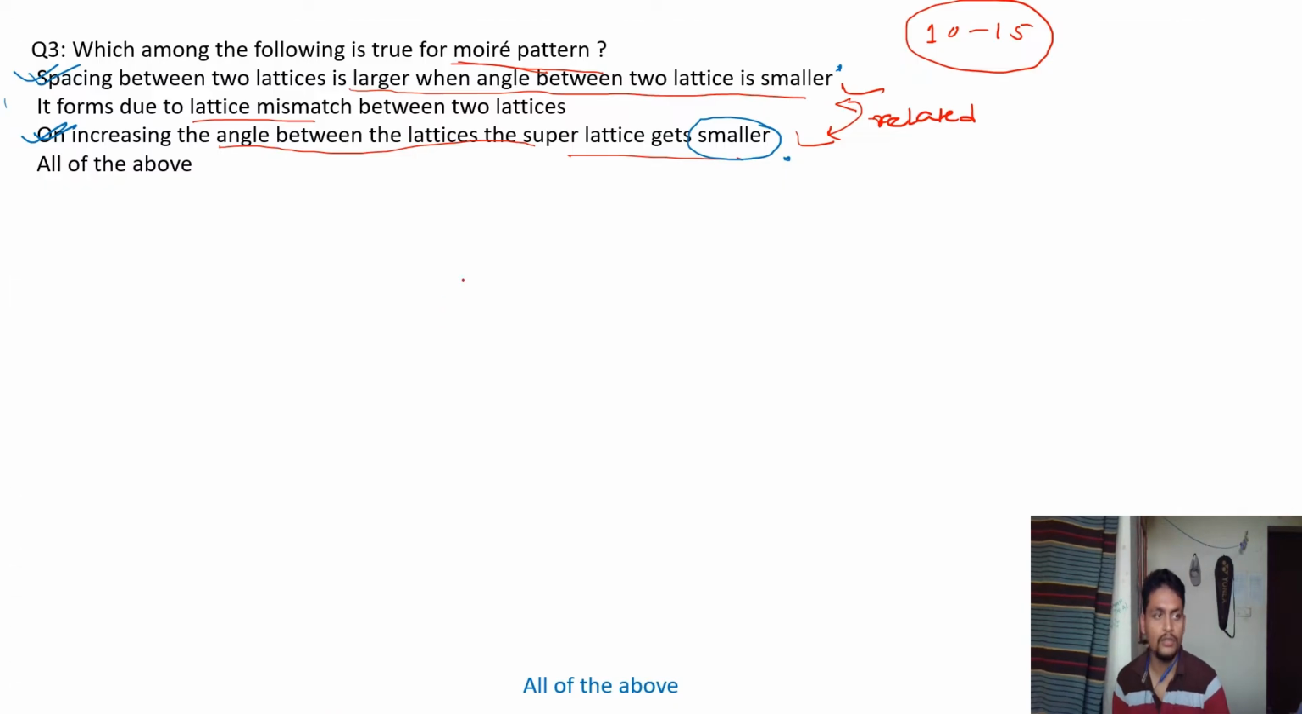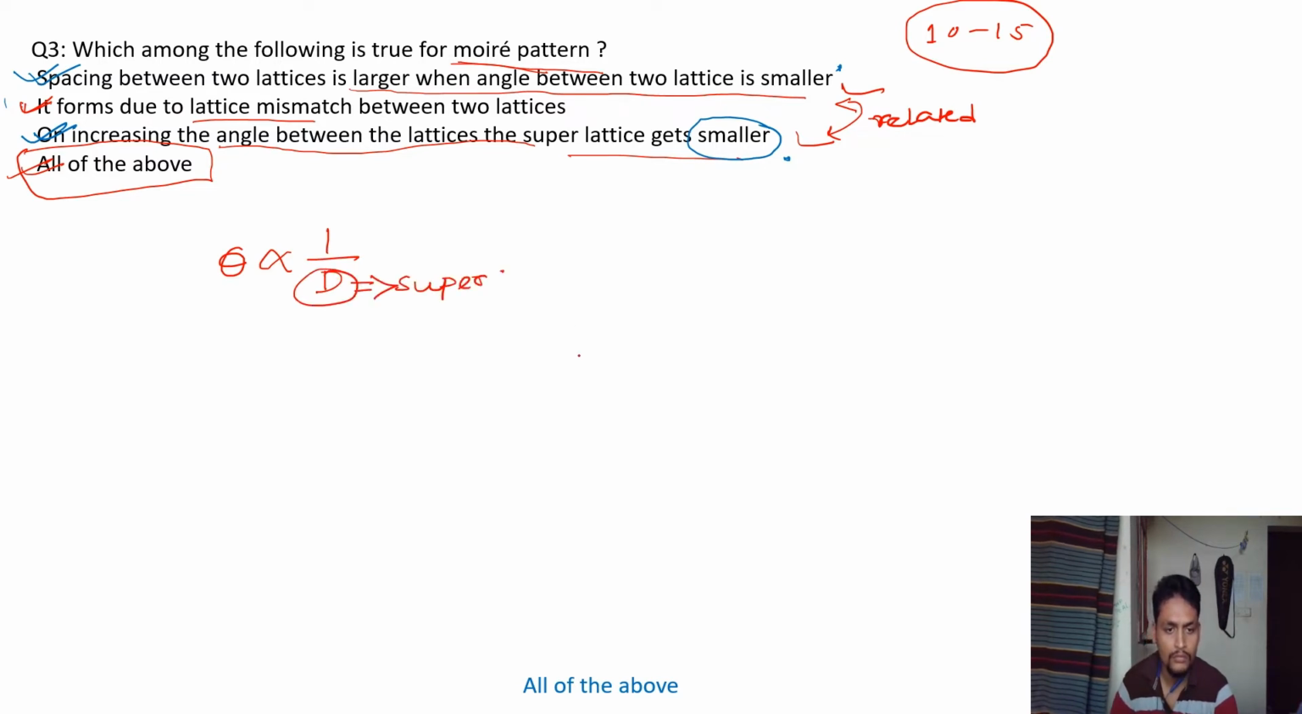Now come back to this option: it forms due to lattice mismatch. Obviously, this is also true. So that means the answer is absolutely all of the above, because everything is true. It can form due to lattice mismatch. It can form due to angle mismatch. And whenever the angle is higher, the lattice parameter is lower. So just try to remember this D, where D is the superlattice or Moiré lattice parameter.